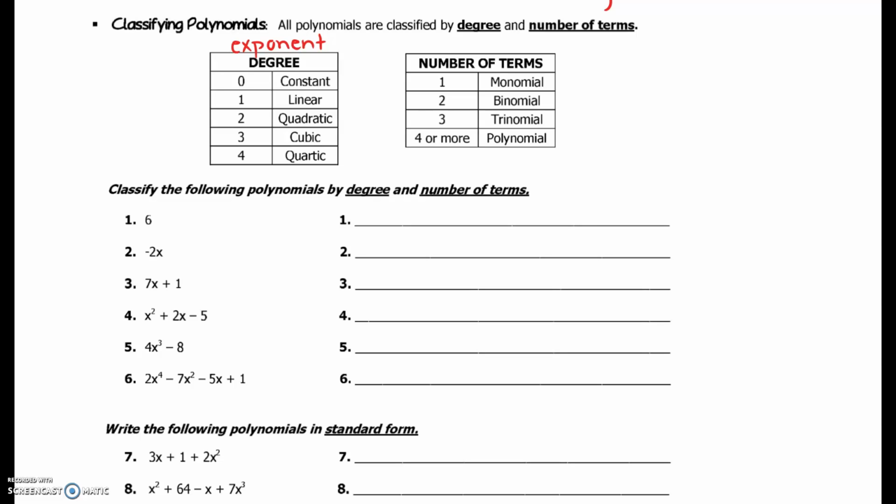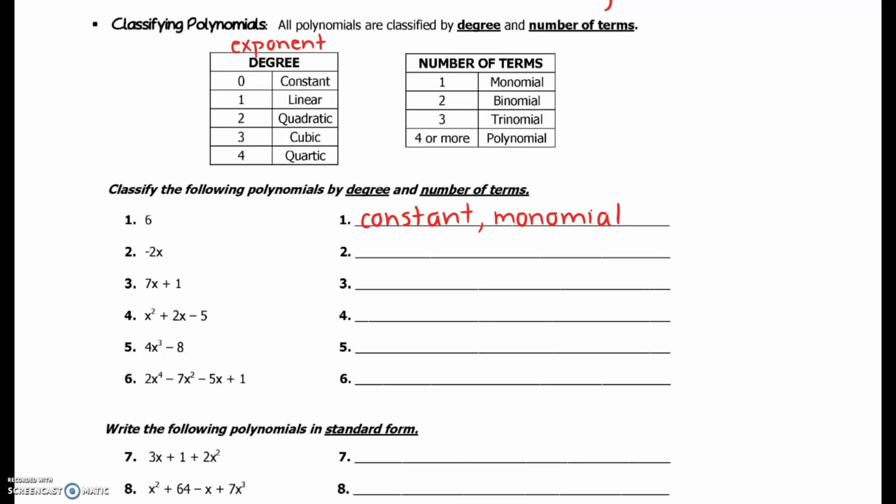Now in this first one, you notice there is no variable. So that means that there is 0 degree. The degree is considered a constant. And there is only the number 6. That's 1 term. So if you look at your chart, the number of terms, if there is 1, that is considered a monomial. So you are picking the 2 words from the tables given that classify each one of these polynomials given.